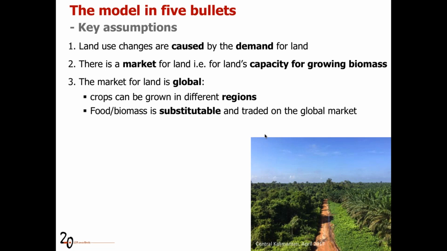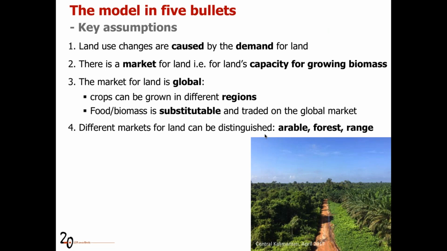First of all, crops can be grown in different regions. So the same crop can be grown in different regions. So we can have rapeseed in Denmark, we can have rapeseed in France, and so forth, and Canada. Secondly, food and biomass is substitutable and is also traded on the global market. So palm oil is, for instance, substitutable with rapeseed oil. So by then we can easily go from occupying land in Denmark to clearing some forest in Malaysia, Indonesia, by substituting food.